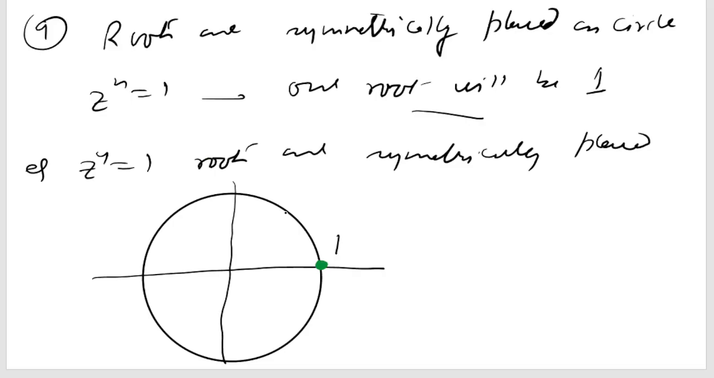Other roots are symmetrically placed. So another root will be here, that is minus 1, then here i, and here minus i. They are symmetrically placed. So I can say the roots are 1, minus 1, i, and minus i. Roots have to be symmetrically placed.